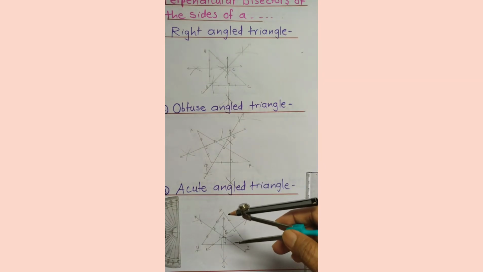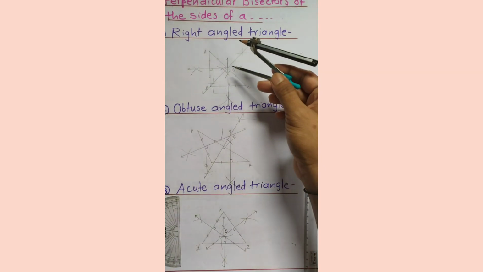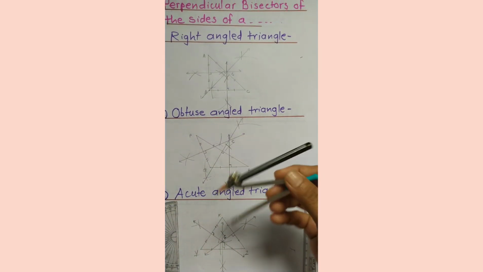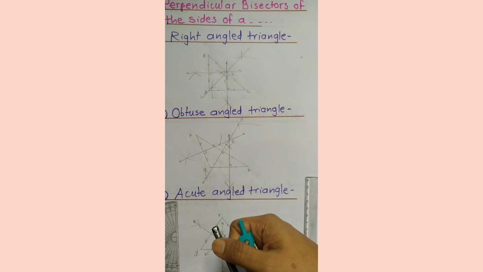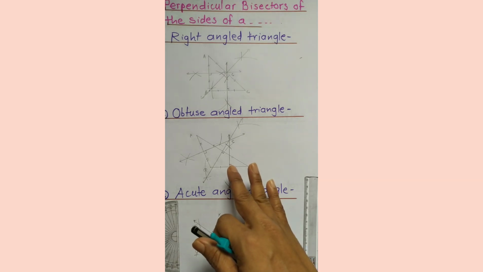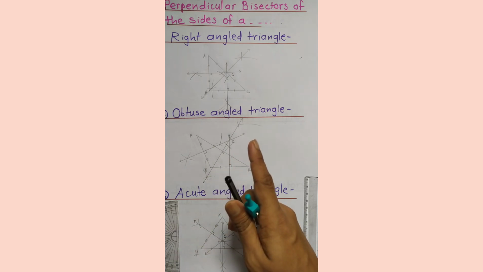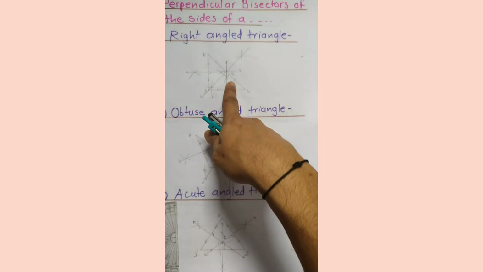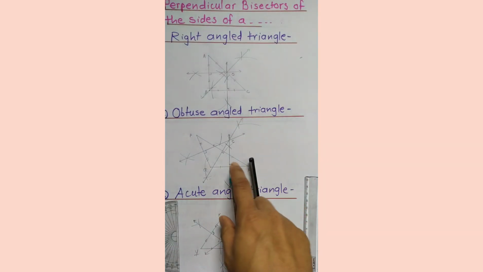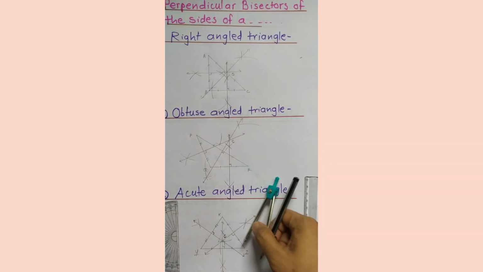In this way, we have learned how to draw perpendicular bisectors of the sides of each type of triangle, and we come to know the property of these perpendicular bisectors: perpendicular bisectors of the sides of a triangle are concurrent. That means all three perpendicular bisectors of the sides of the triangle intersect at a single point, so they are called concurrent, and their point of concurrence is known as the circumcenter.